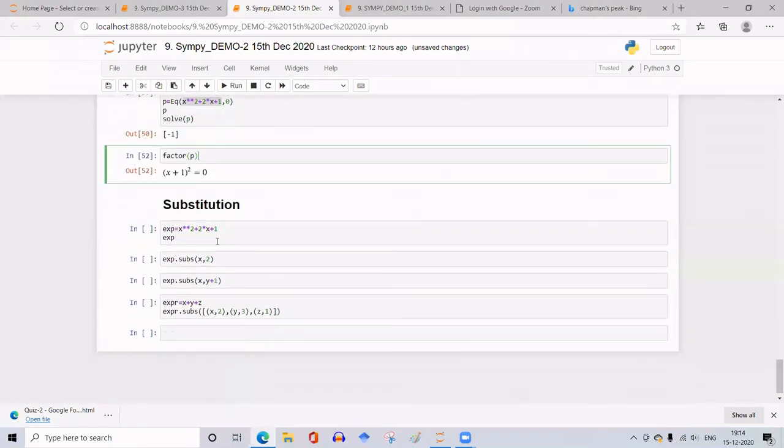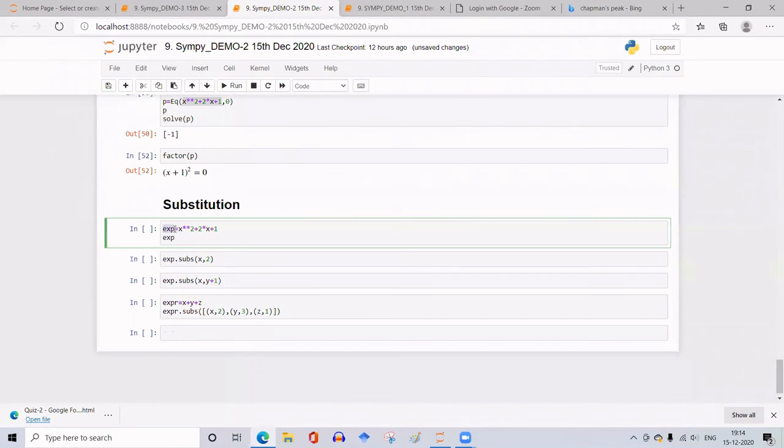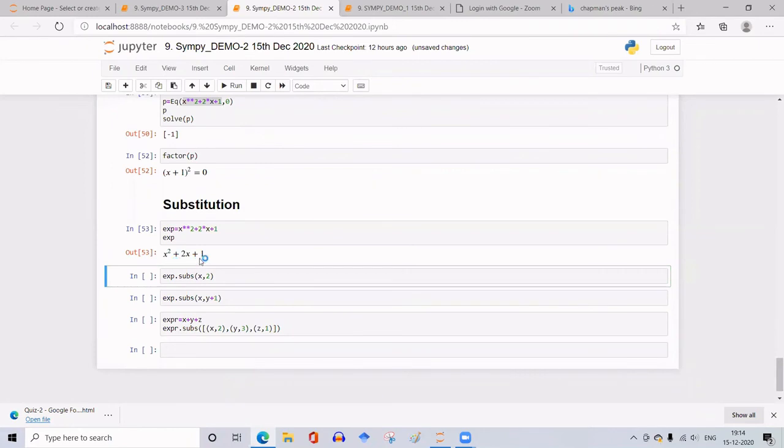Okay. Next, let us take expressions and evaluate them by substituting a value for the variables that are there in the expression. Here again, an example with exp is equal to x square plus 2x plus 1 I have taken. To substitute the value, this is the function. First give the variable name which contains the expression, then dot, then subs, and within brackets, give which variable you want to substitute and what value you want to substitute. So if I substitute x is equal to 2 in this, what will I get?